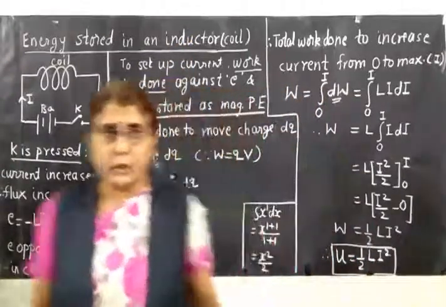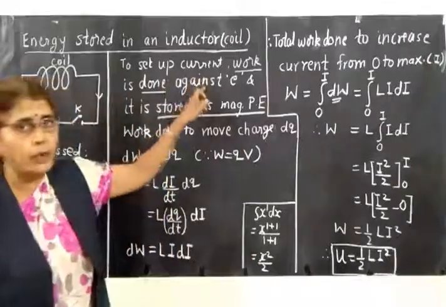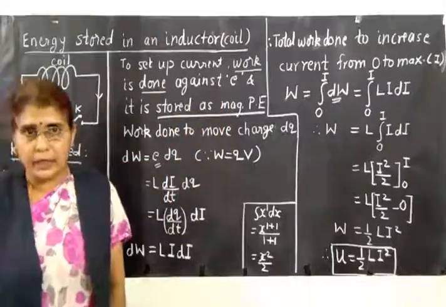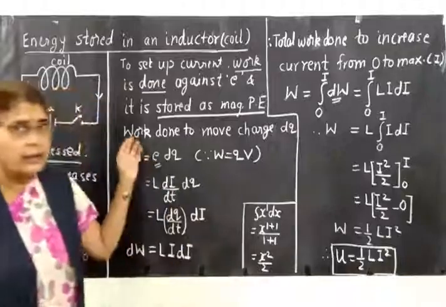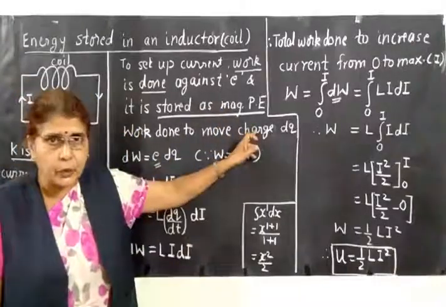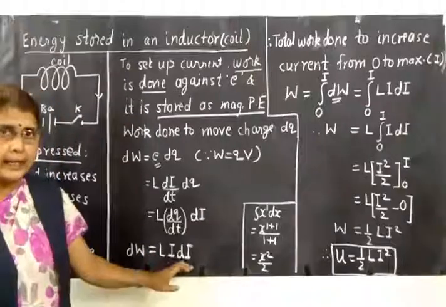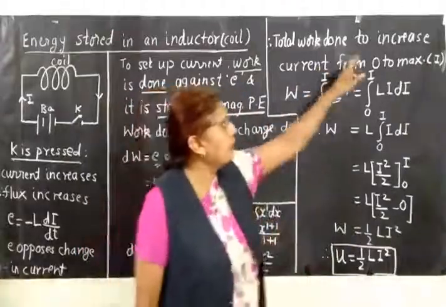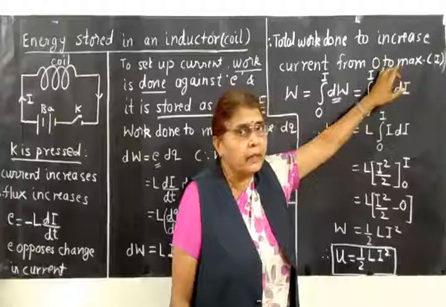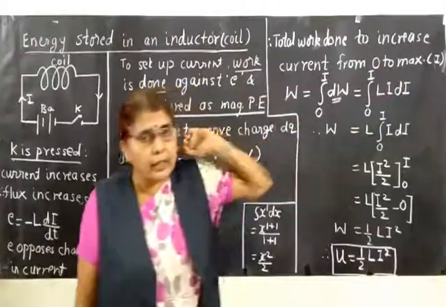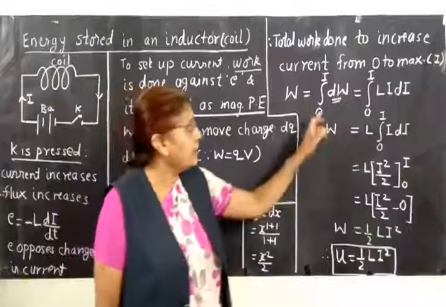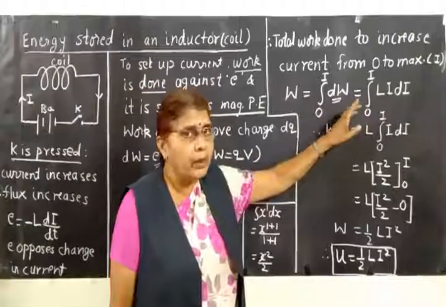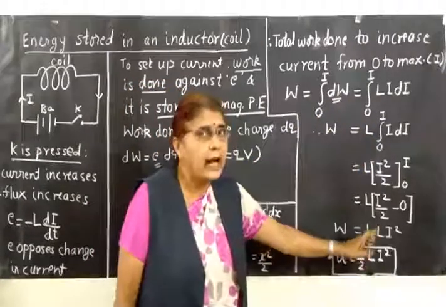First thing you have to understand, to set up a current in an inductor, you have to do work against the opposing EMF. And this work done is stored in the form of magnetic potential energy. First you have to find out the work done to move a small charge dq, and that work done you will get as L I dq. Then you find out the total work done to increase the current right from its initial value zero to its maximum value. Let us call it I. So what is the total work done to increase the current from 0 to I? That you will get by integrating this dW from 0 to I. Then put the value of dW, then solve the integration, and you will get the answer as half L I square.